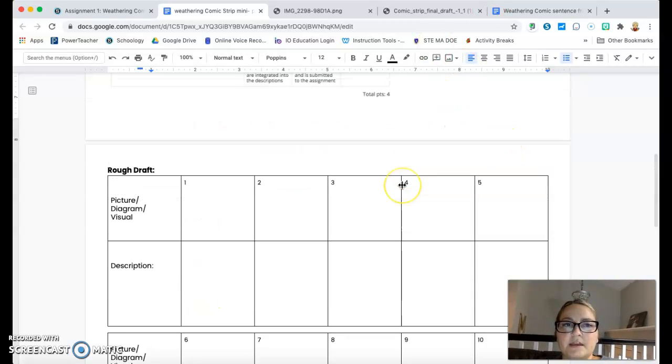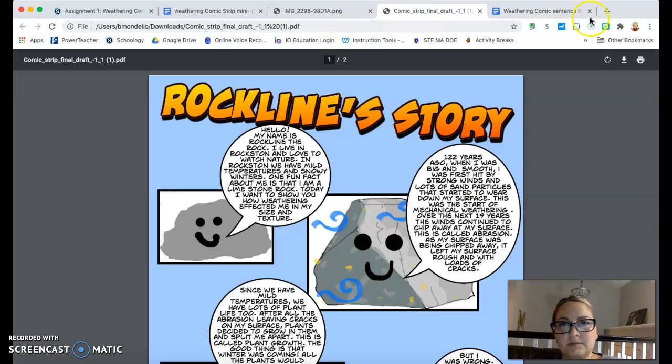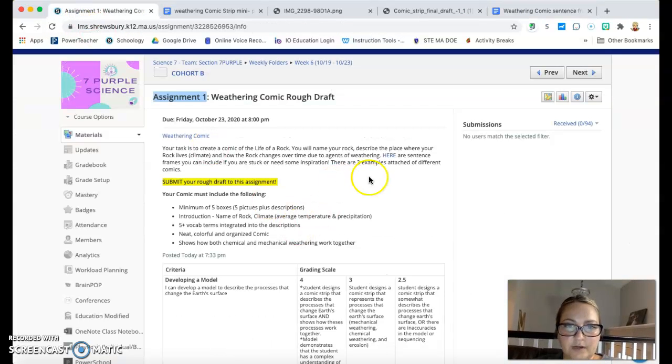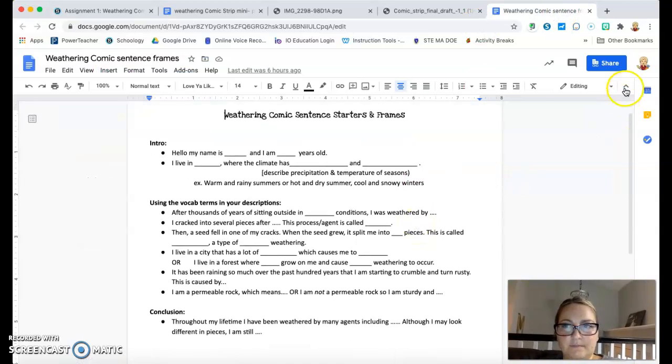Now, if you're wondering where to even start without totally copying someone's example, you can open up this sentence starters and frames document, which can also be found right here. In the assignment, it says here are sentence frames you can include if you're stuck or you need some inspiration. So when I click on that, it brings me to this document.